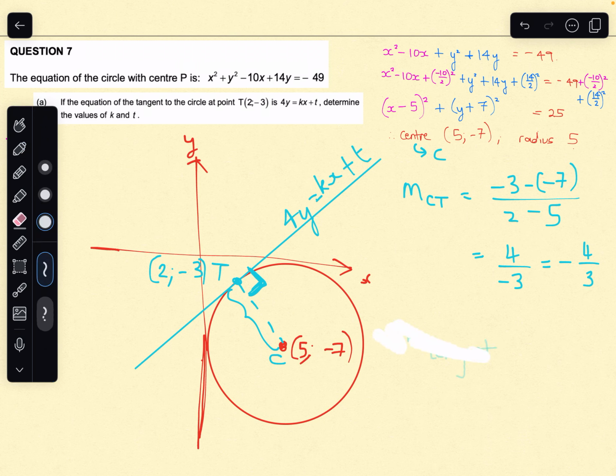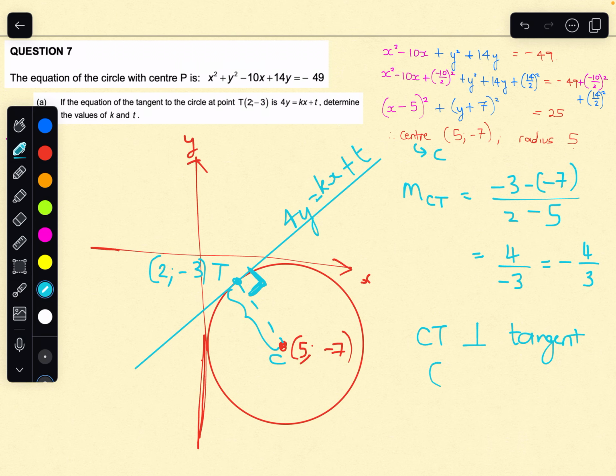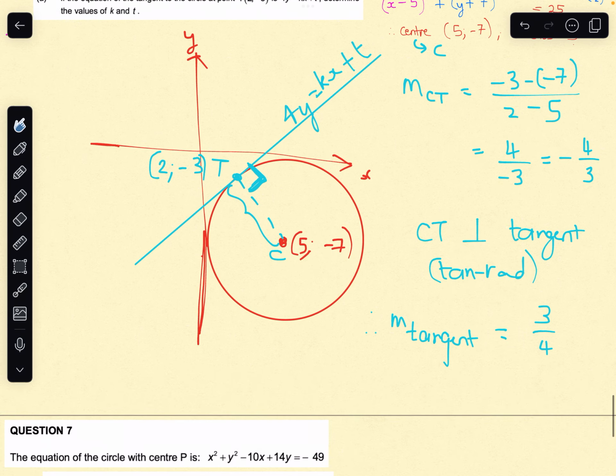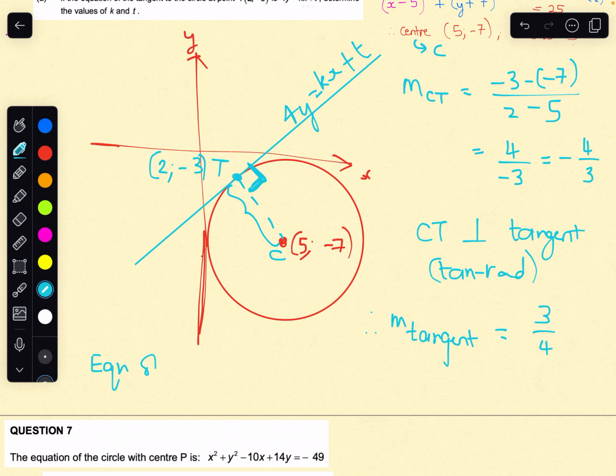First, for the sake of completeness, CT is perpendicular to the tangent that we're talking about, and the reason is tan-rad. So the gradient of the tangent will be the negated reciprocal of the gradient of the radius CT. So it will be positive 3/4. Now we know that the equation of the tangent looks something like this: y = 3/4 x + c, where c is some y-intercept.